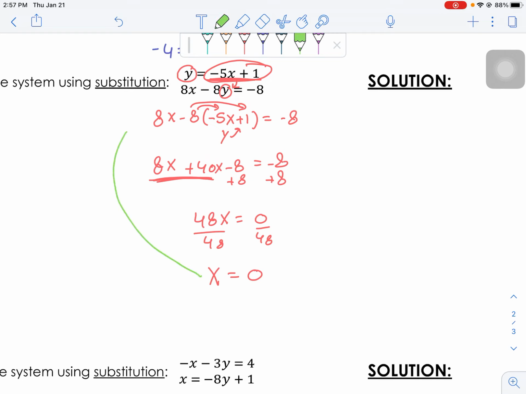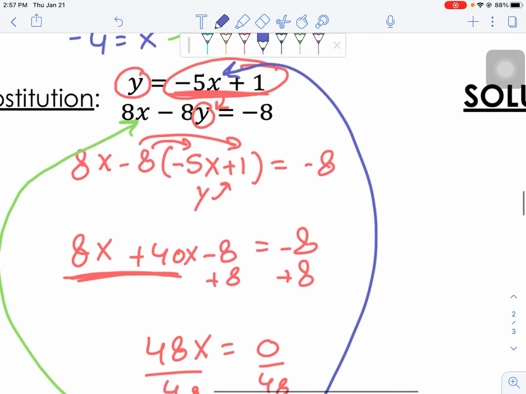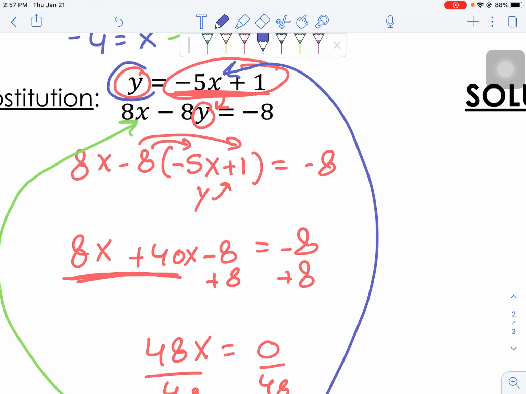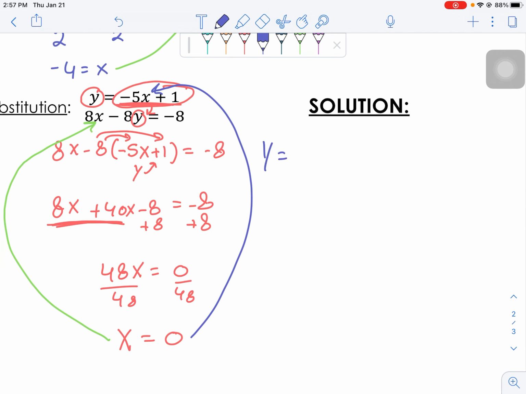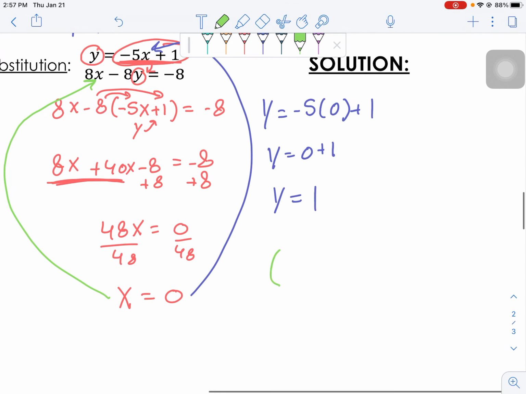You have options. You could plug x into the second equation, or the option that I like even better is plugging x into the first equation. I picked the first equation because there's less work that you have to do because it's already set equal to y. So we say y is equal to -5 times 0 plus 1. -5 times 0 is 0, so y equals 0 plus 1, which tells us y is equal to 1. So our solution here is (0, 1).